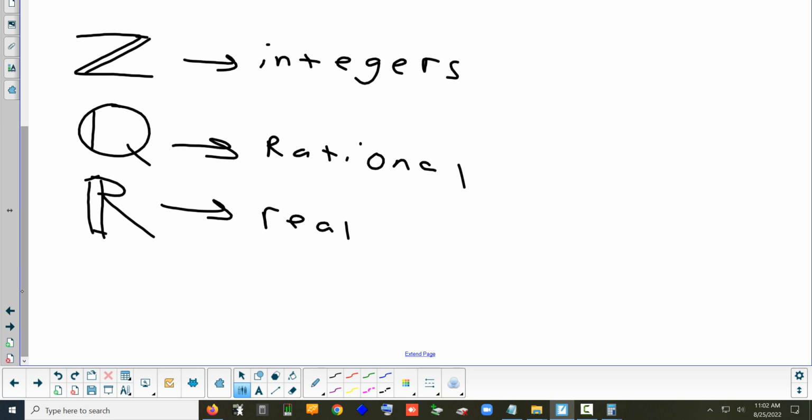What do you think it would mean if I did something like this? If I wrote that down, what do you think I'm referring to? A positive rational number. Yeah. So you can have positive rationals, negative rationals, things like that. Any questions on any of those symbols?